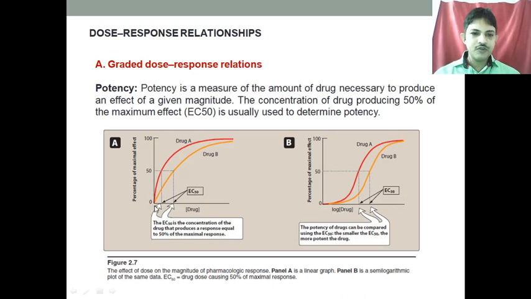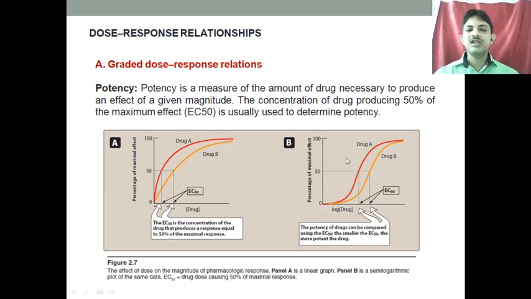Now, what does it mean? Here this is drug A, this is drug B, this is the drug concentration, and this is the percentage of the effect. Drug A was given and drug B was given. This is the 50%. If we extrapolate and get this result, this is the EC50. That means at this concentration the drug will produce 50% of the maximal effect, and for drug B this is the maximal effect. Same thing, percentage of the maximal effect.